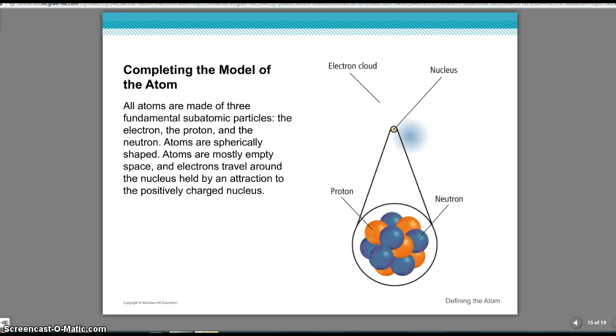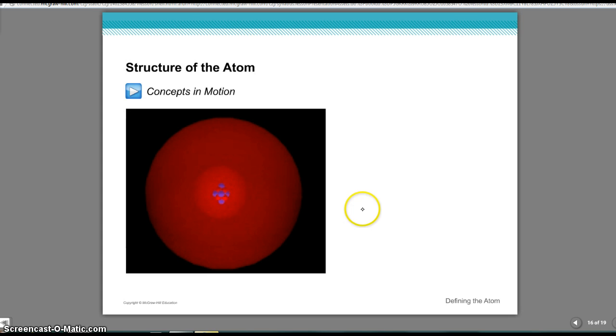So all of those discoveries, all of those experiments basically lead us to what we know now, which is the complete model of the atom, where we know that the electrons are outside of the nucleus, and inside the nucleus are the protons and the neutrons that contain most of the mass. So the atoms are spherically shaped, they're mostly empty space, and the electrons travel around the nucleus, held by an attraction to the positively charged nucleus. And we're going to get more into what those electrons are doing in the next unit.